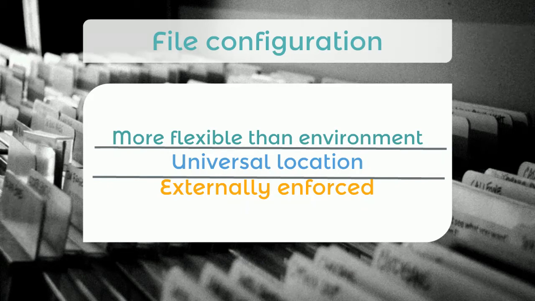So file configuration is going to be more flexible than static environment variables. It gives you a universal location for where those are stored, and it can be externally enforced. It's still essentially externally managed, but this gives us the ability to have multiple configurations that are super easily audited on a file system, so that you know exactly what is going on inside of your container. It adds a little bit of transparency there.